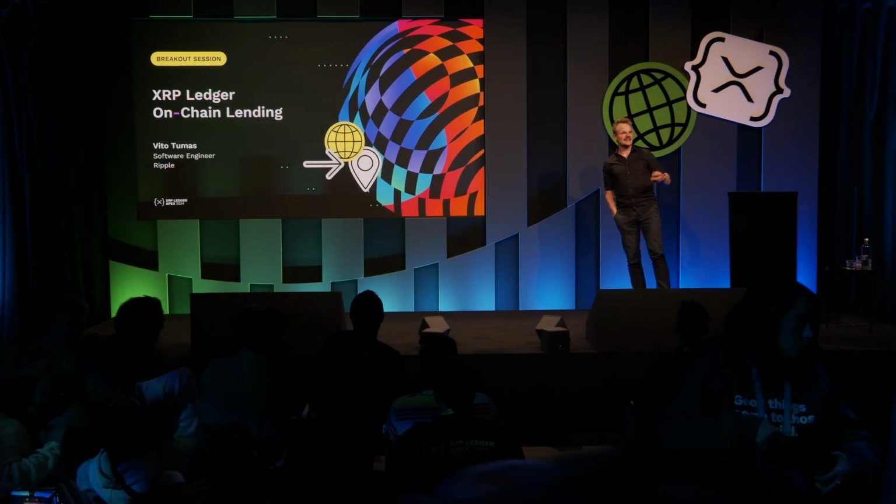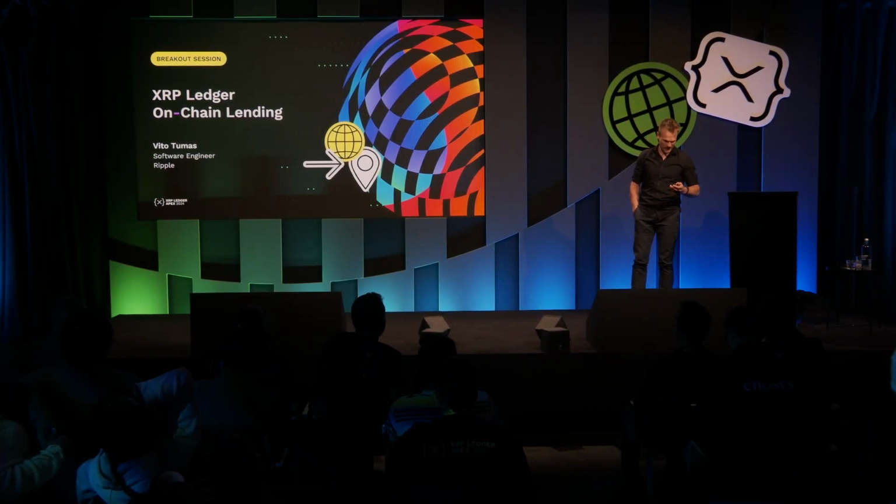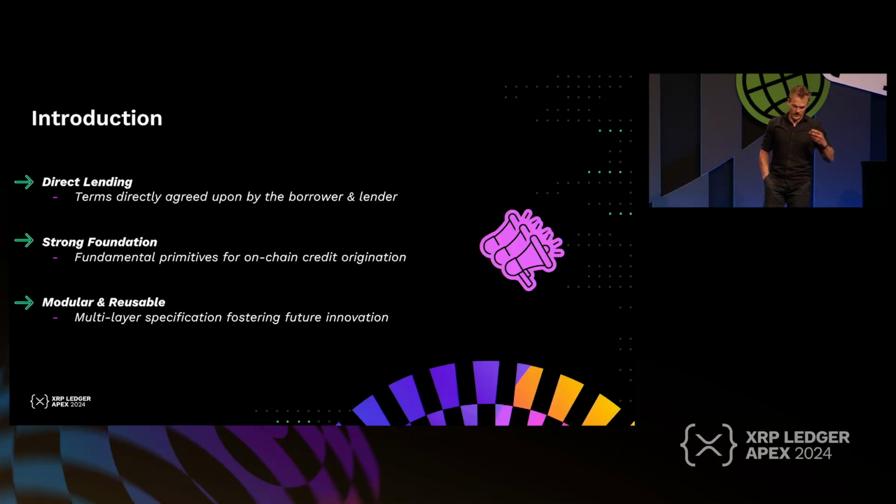There are many exciting things happening on XRP Ledger, and today I want to share with you the latest and greatest on lending. So, the lending protocol brings on-chain lending to XRP Ledger, allowing borrowers and lenders to agree on loan terms off-chain and capture these on-chain.